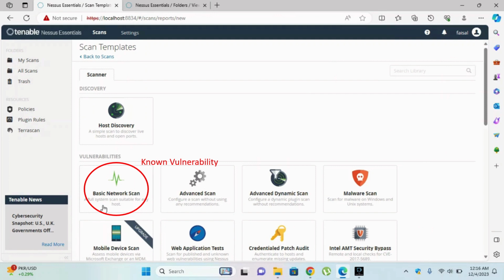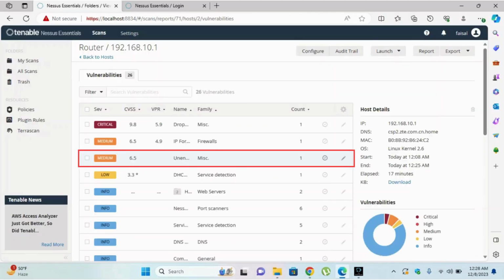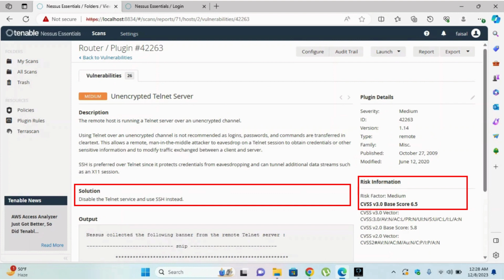Lastly, a known vulnerability was introduced and a network scan was performed. For this purpose, the Telnet server was enabled on the router. The Nessus scanner was successful in detecting the vulnerability. The vulnerability was also ranked in accordance with CVSS and a solution was proposed as well.